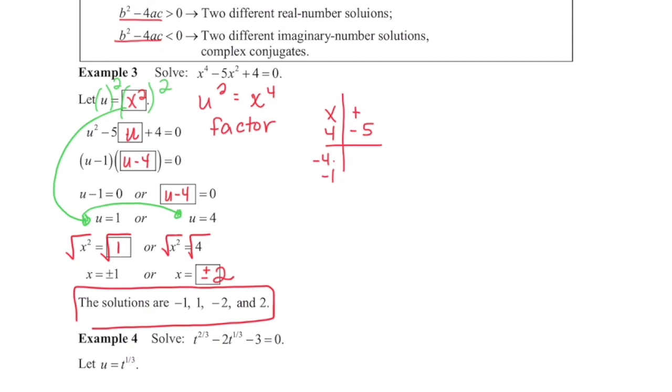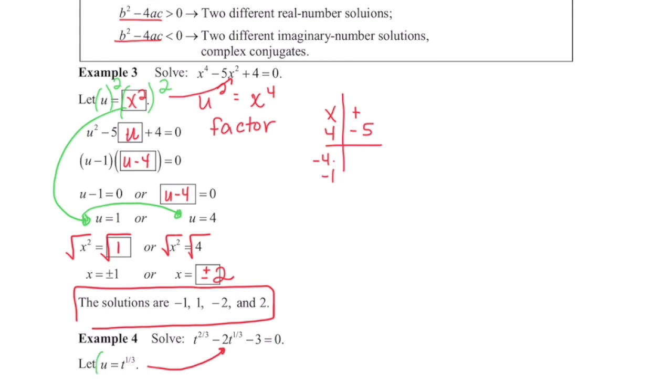Example 4. Notice we have fractions as part of our exponents. So I'm going to let u equal t to the 1/3 power, and notice that that's our middle term that we're using. That was the same with this other example. I let u equal the middle term.